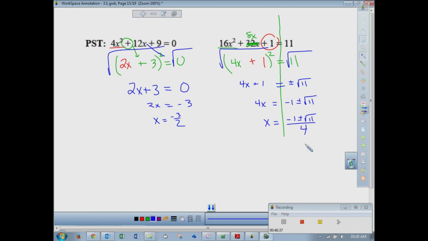Just like if you do the quadratic formula on that one, that's what you get for your answer in the quadratic formula. This was faster, in my opinion, if you understand the perfect square trinomial stuff, which I know that's pretty new to you guys. Okay?